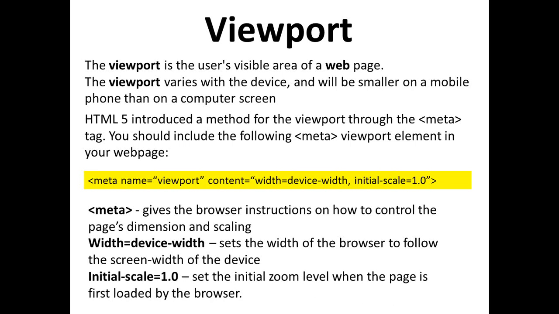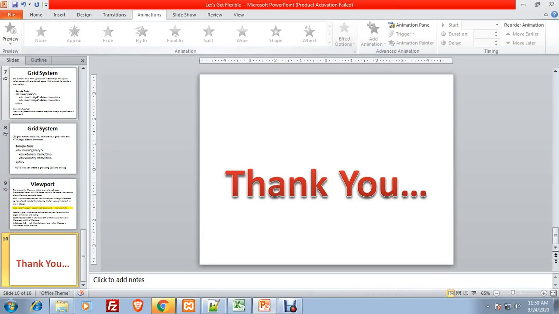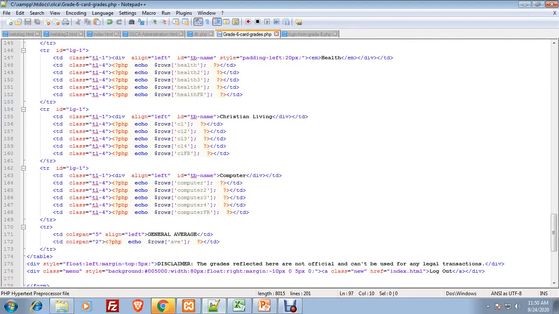And then initial-scale sets the initial zoom level when the page is first loaded by the browser. Meaning to say, the scale will be set to 100% if you are to view it in a PC, and then it will become smaller when you are to view it in a smaller device, or a device with a smaller window or screen. Okay, now hopefully everything is clear, the grid system and the viewport. Now let me demonstrate to you how you can use the grid system and the viewport.